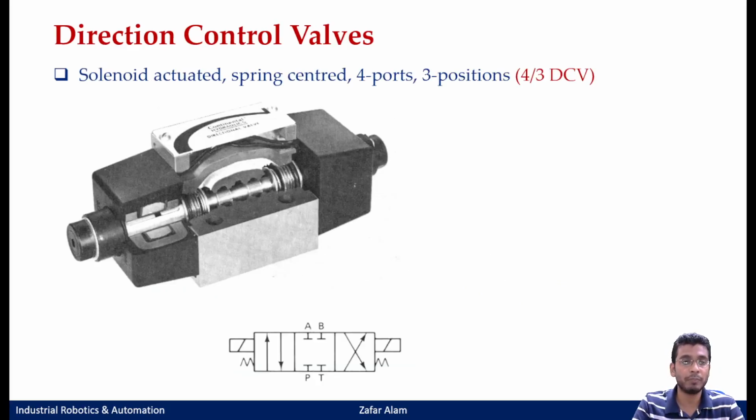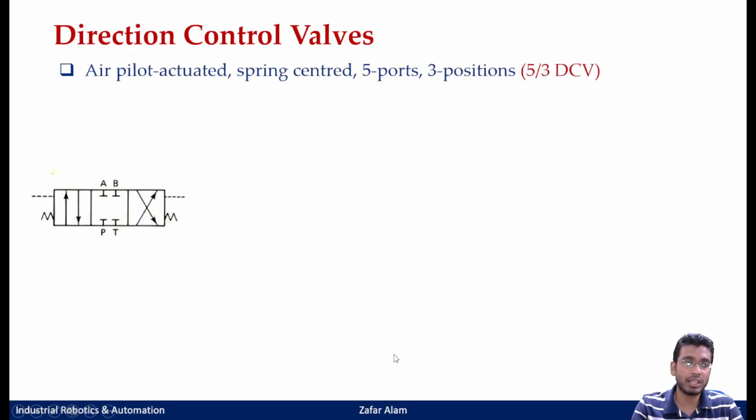Either to the right or the left position. So in this diagram here you can see this is a 4x3 DCV where you have 4 ports, 3 positions. This is spring centered, and this is the symbol for your solenoid. If you see here, everything has a symbol. This dotted line here shows your pilot operated.